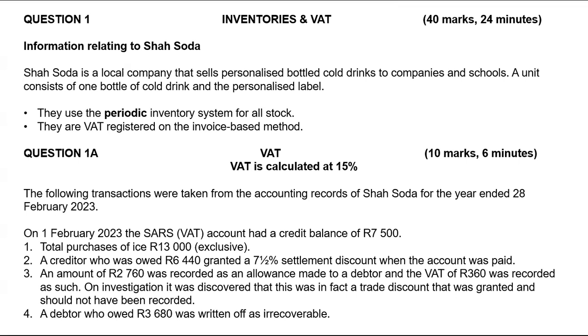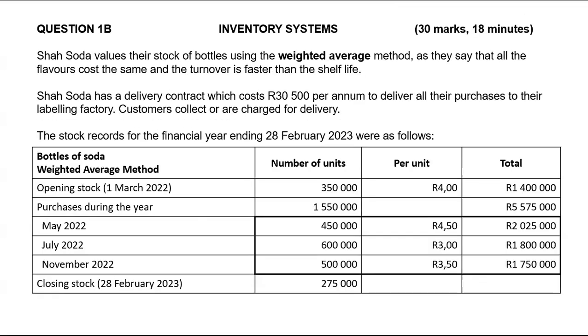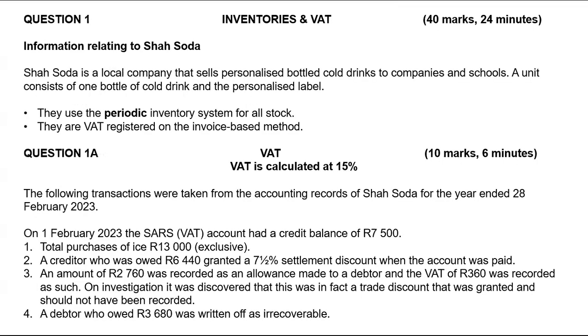Here we have information relating to Shah Soda. Shah Soda is a local company that sells personalized bottled cold drinks to companies and schools. A unit consists of one bottle of cold drink and the personalized label. That is one unit. They use a periodic inventory system for all stock. I think that will be important for us when we deal with inventory, which will be question 1B. We'll do question 1B in the next video.